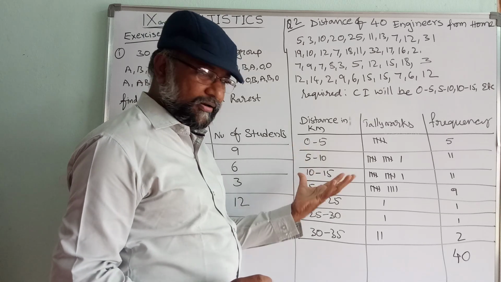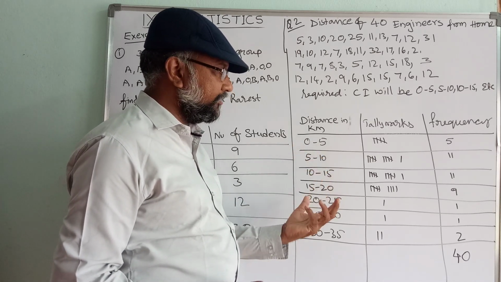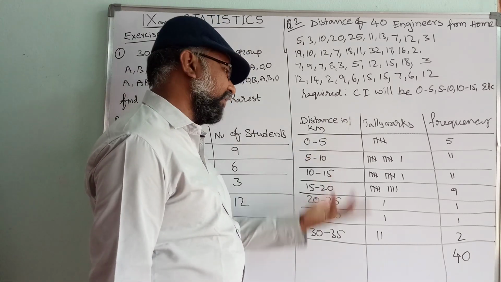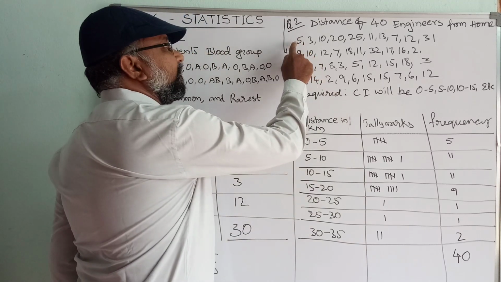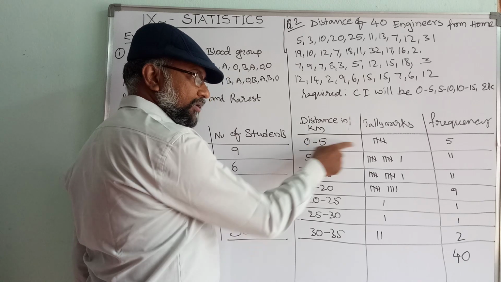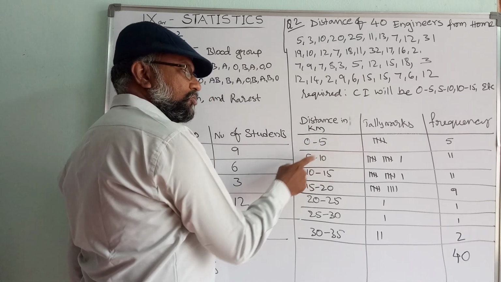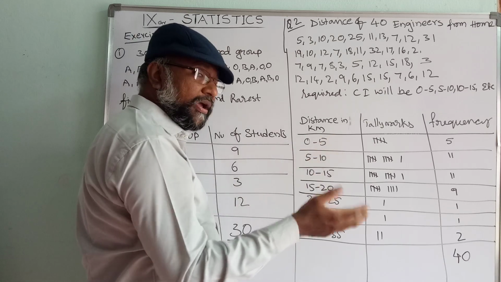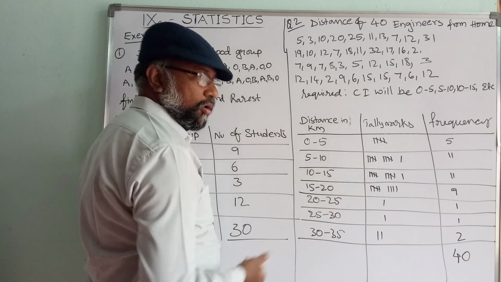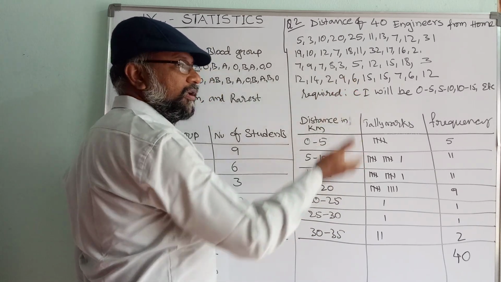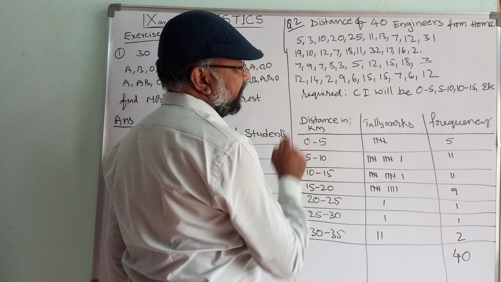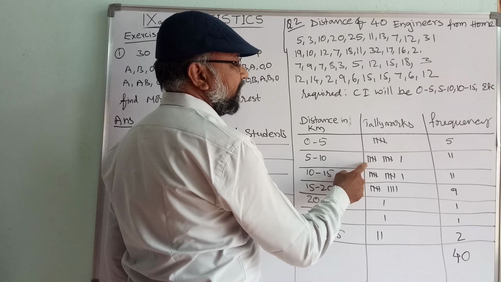We can make it 10, we can make it 5. According to the question, they are asking for 5, so that's what we have taken. Now the 5 kilometers, where do you have to note it down? Here or here? Here you cannot take 5, because you cannot take 5 in two places, otherwise the data will be wrong. Actually they have given 40, and you could cross more than 40. Therefore you have to take up to 4 here. Therefore when the 5 comes, you have to note it here.